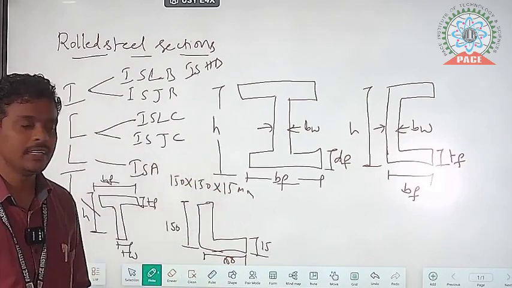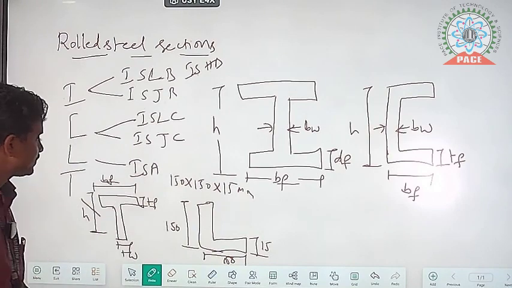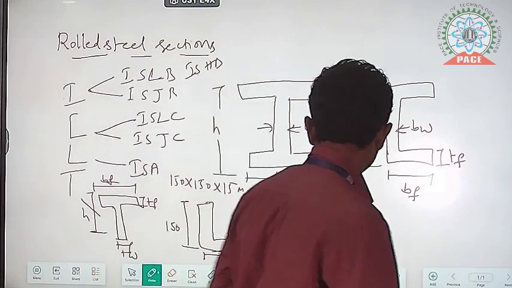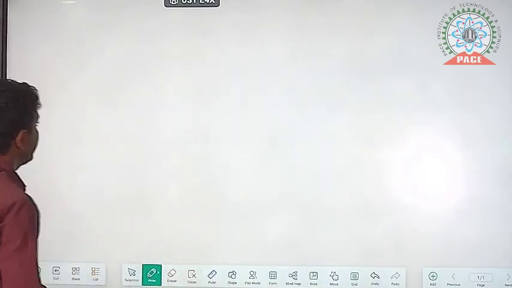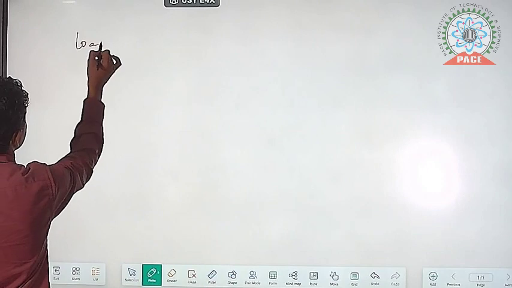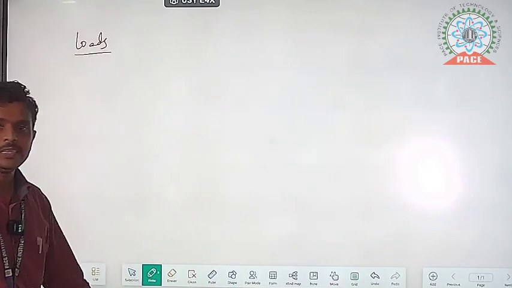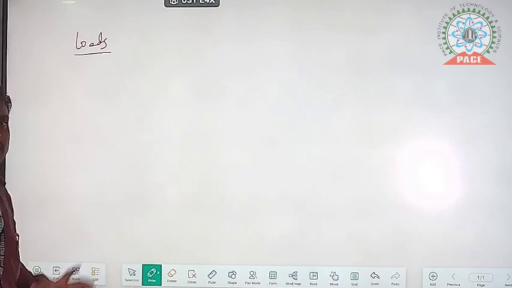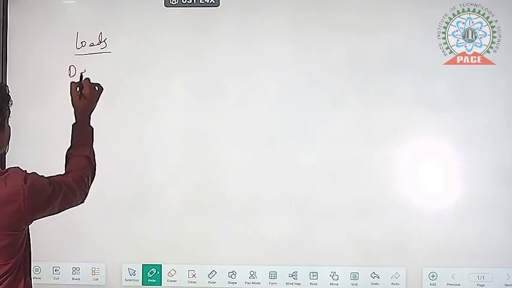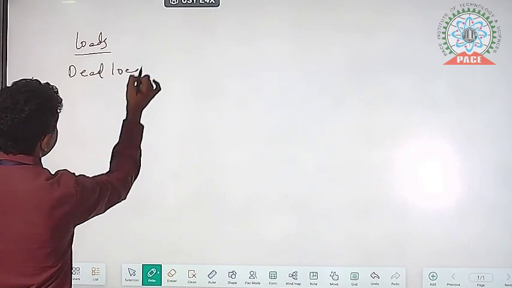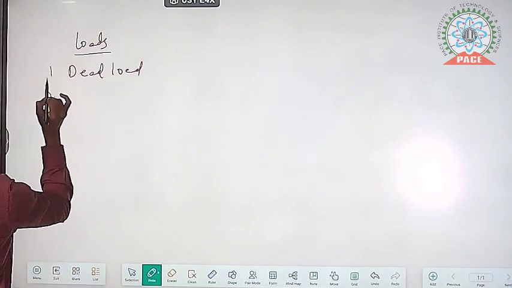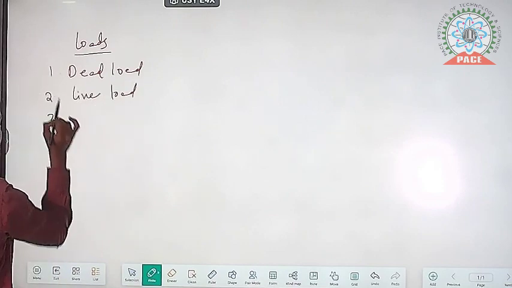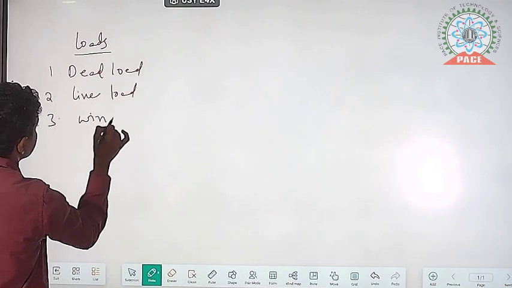And later, loads. In that, we have different types of loads that will act on the steel structure. What are the different types of loads? First one is the dead load. Second one is the live load. And third one is the wind load. And next, fourth one is the snow load. So like that, different types of loads are there.